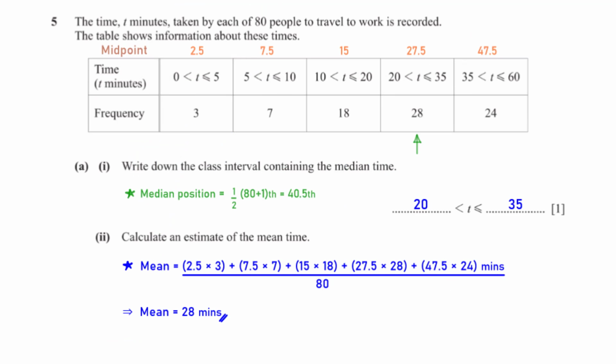The time T minutes taken by each of 80 people to travel to work is recorded. The table shows information about these times. Write down the class interval containing the median time.